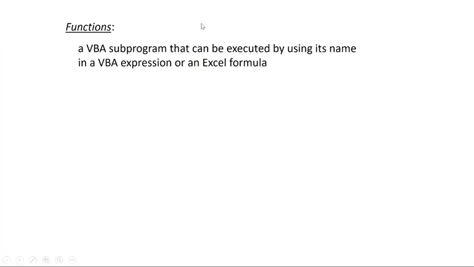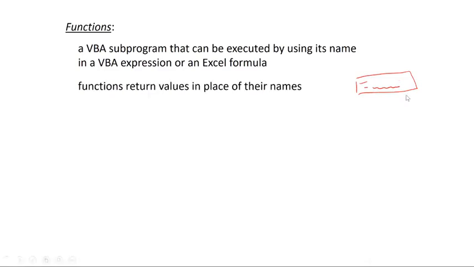Functions are the second type of procedure in VBA. It's a VBA subprogram that can be executed by using its name in a VBA expression or in an Excel formula. So on the sheet, in a cell, you could type in equals with your user-defined function name and your arguments.